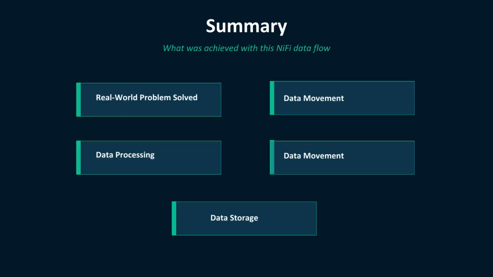So in summary, what was achieved with this pipeline: a real world problem was solved, which was the currency problem, and the workflow automated currency exchange rates. The data movement, the processing, the storage, and the transformation were all solved by this pipeline. So this demonstrates all three key aspects of data flow architecture: movement, transformation, and processing of data.